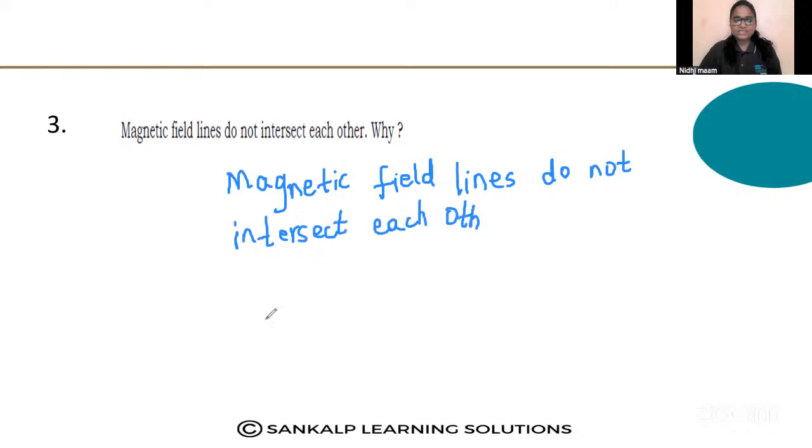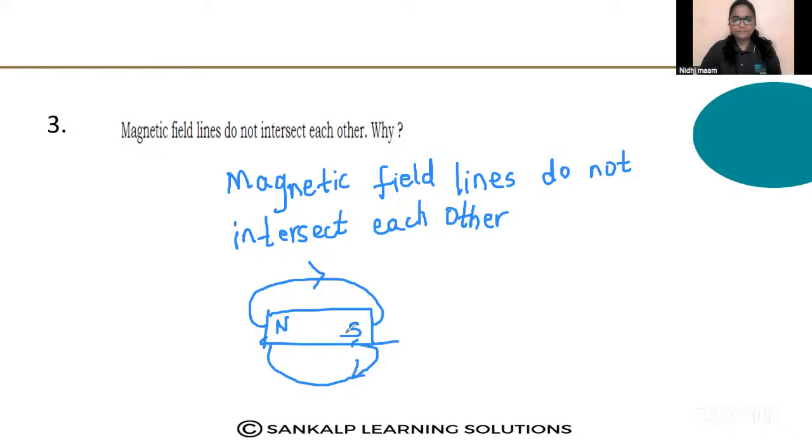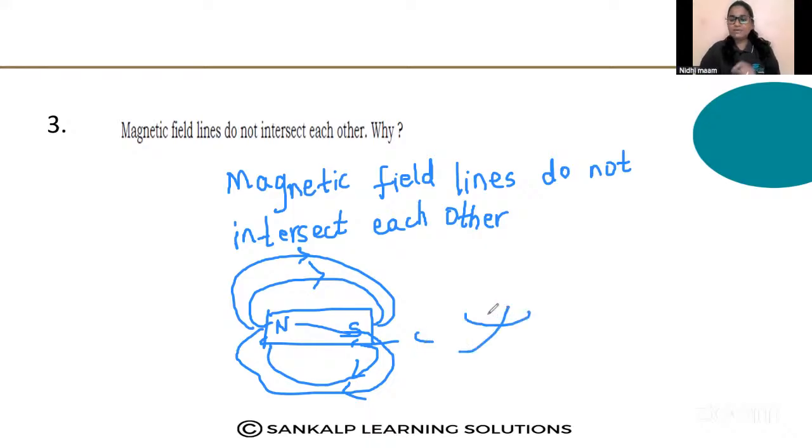So when you consider a bar magnet, this is a north pole, this is a south pole. The lines will start here, and go from here to here, and here to here. So the lines will be like this. What they are asking is that the lines never intersect. Intersect means like this. They will never cross each other. Why will they never cross one another?